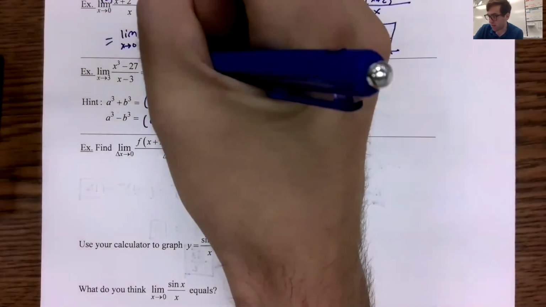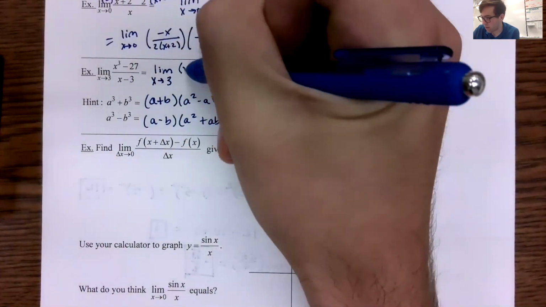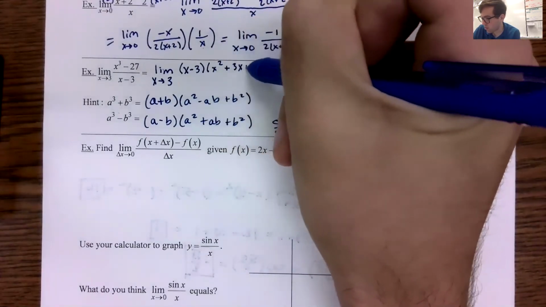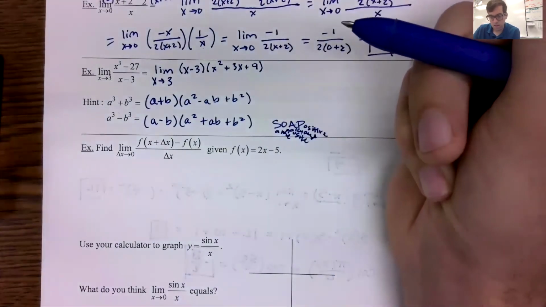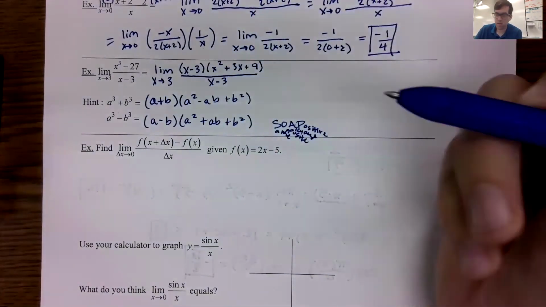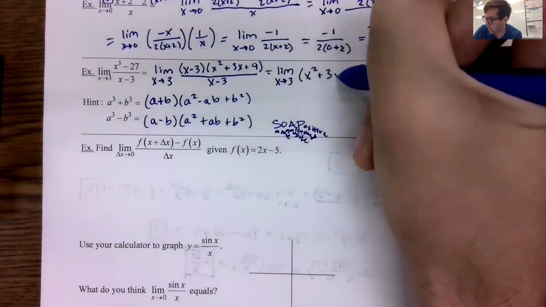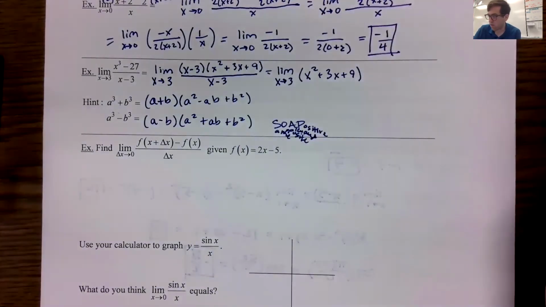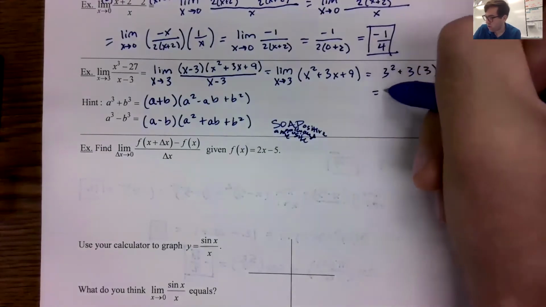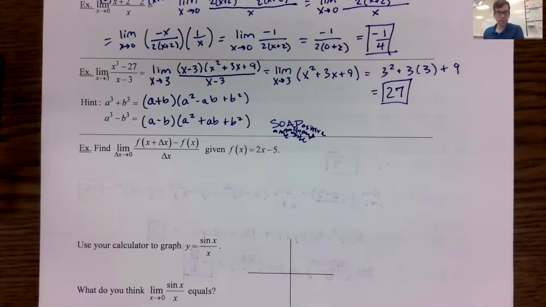So we're going to write this out as the limit as x approaches 3 of x minus 3, times x squared plus 3x plus 3 squared, which is 9, over x minus 3. And now the x minus 3's can cancel, right? So we're left with the limit as x approaches 3 of x squared plus 3x plus 9. And we plug in 3 for x's, and we get 3 squared plus 3 times 3 plus 9, which is 27, right? 9 plus 9 plus 9. There we go. Okay, so that's how we do that one.